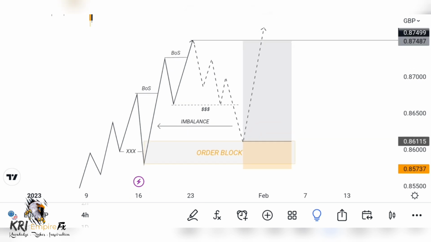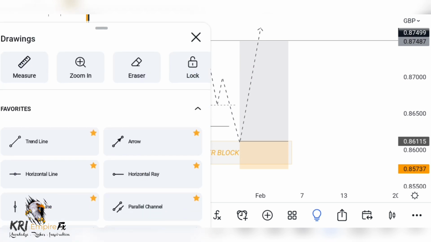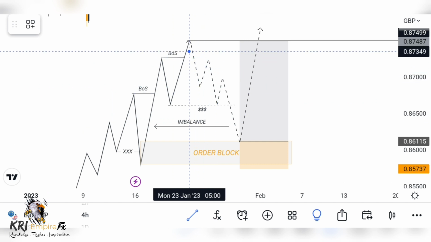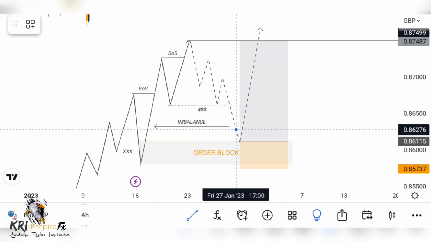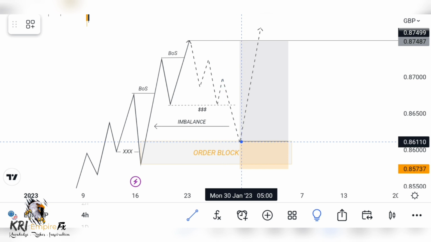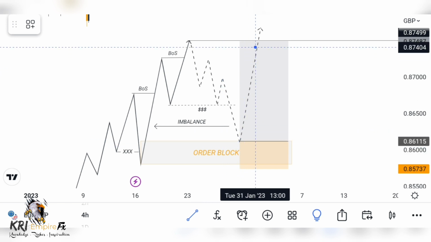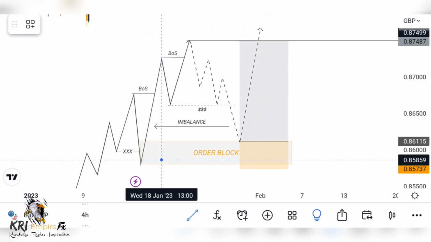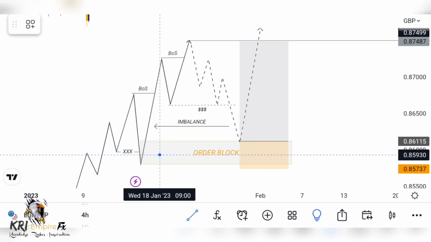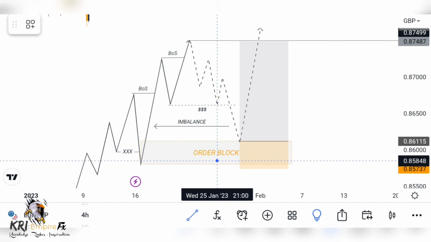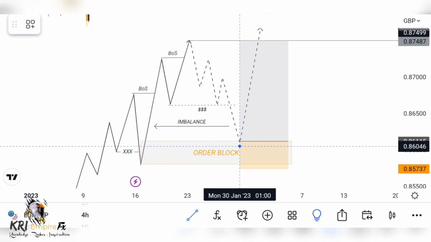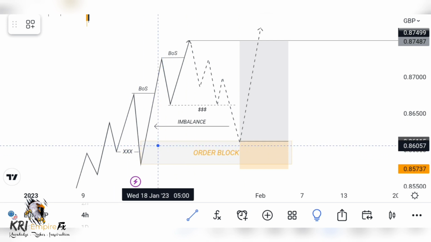Then after reaching a certain point, the market will now retrace back to fill this imbalance gap, and upon tapping the order block zone, you'll find that the market will push back up. So this area is what I consider a high probability zone. In this case, this would be a demand zone, a high probability demand zone.